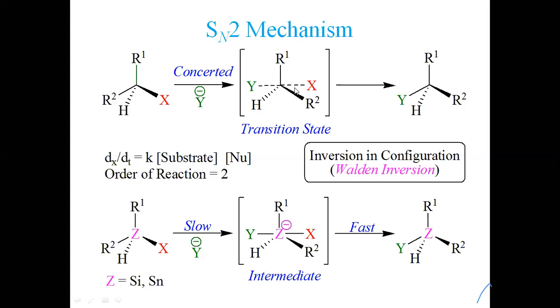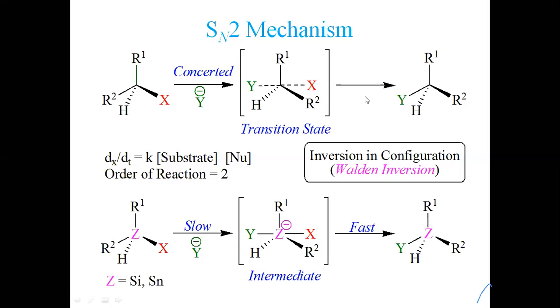And what happens in this? X was present in this case, but now Y is present on the other side. So look here. If this X is, let's say, first priority, R1 is second priority, R2 is third priority, what is this configuration? Hydrogen is behind the plane. So now you can decide this X is 1, this is 2, this is 3, this is anti-clockwise. It has an S absolute configuration.